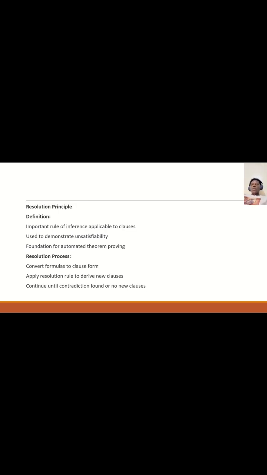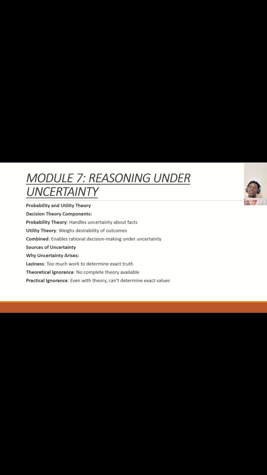And then we now go to module number 7. That's reasoning and uncertainty. So the whole module here is based on probability and utility theory. The probability theory handles uncertainty about facts, whereas the utility theory weighs the desirability of outcomes, so what is most desired by the individual. These two combined together enable rational decision making under uncertainty.